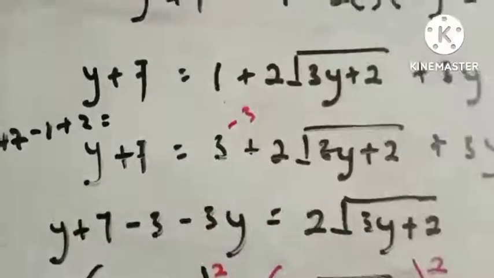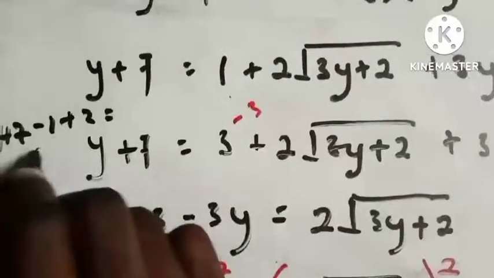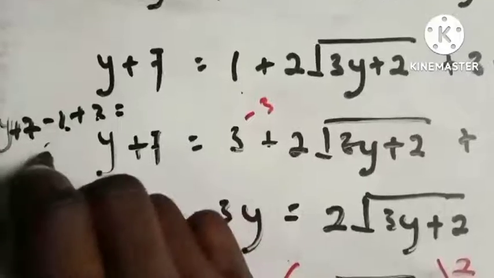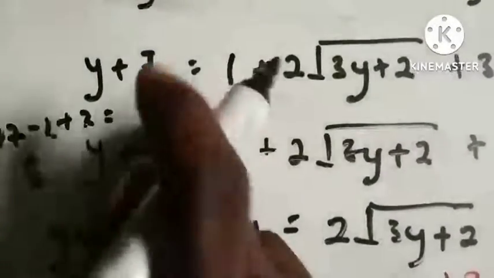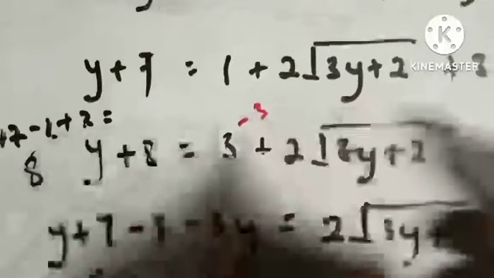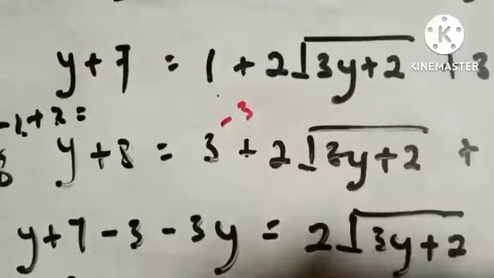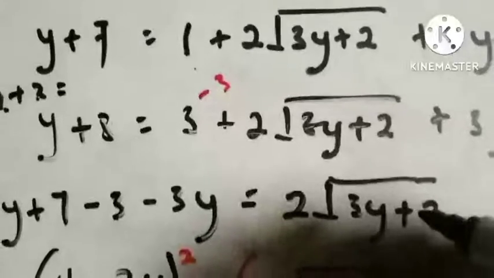Meaning that we are going to have y. This one should be positive 8, right? So here should be a positive 8. So here we are having a y value of y plus 8. Is that okay? So make sure that you correct that.